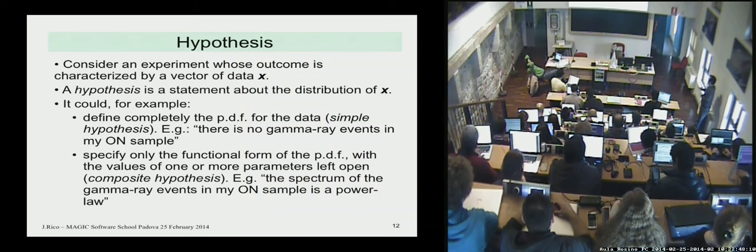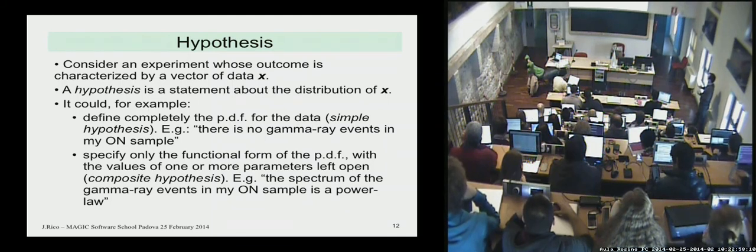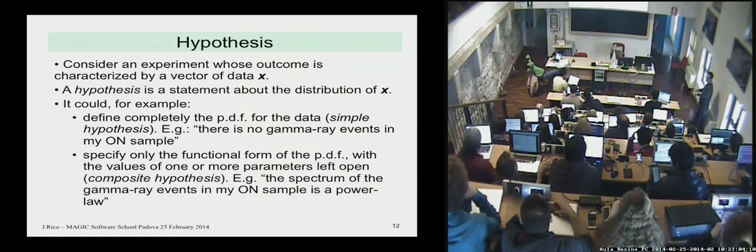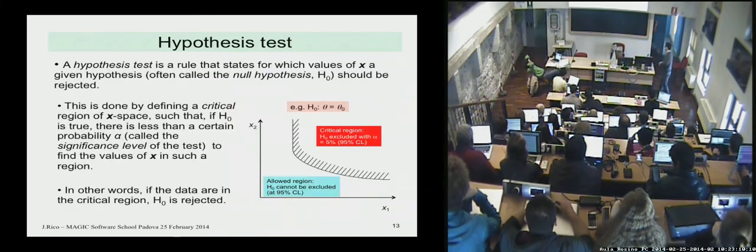Or it could specify only the functional form of the PDF, leaving some free parameters, and in that case we call it a composite hypothesis. For example, the spectrum of the gamma ray events in my own sample is a power law. We don't say which power law, we say it's a power law. That's another hypothesis. And these are things that we can test with the hypothesis test.